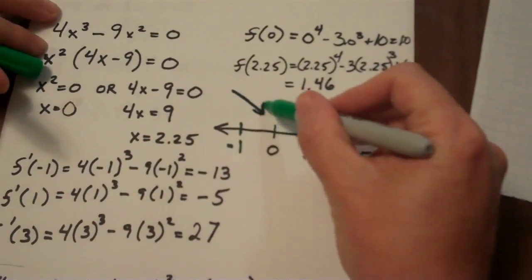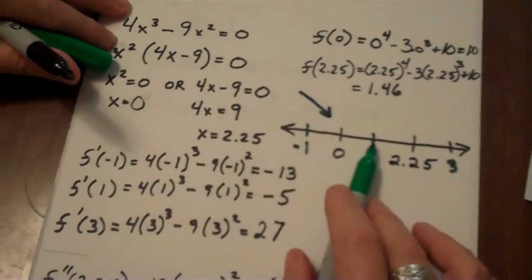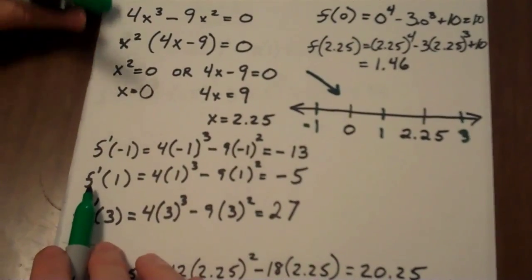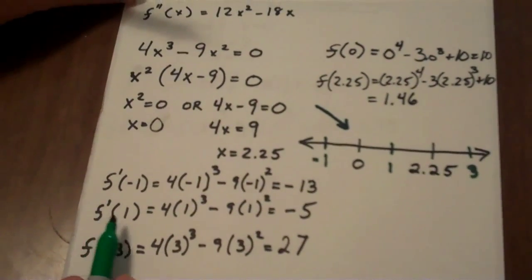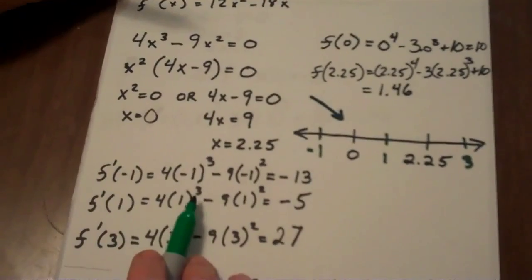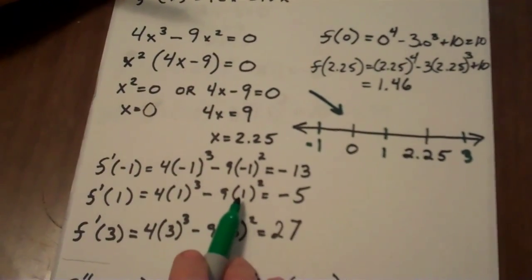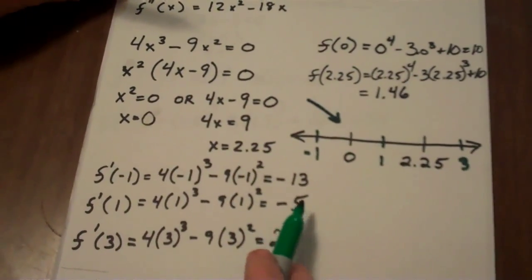It's going down. Now let's plug in a 1 and see what's happening there. Plugging 1 into my first derivative gives me 4 times 1 cubed minus 9 times 1 squared, which gives me negative 5.